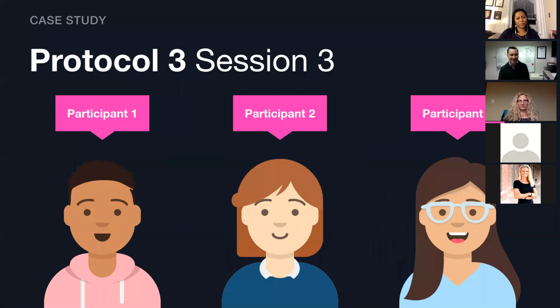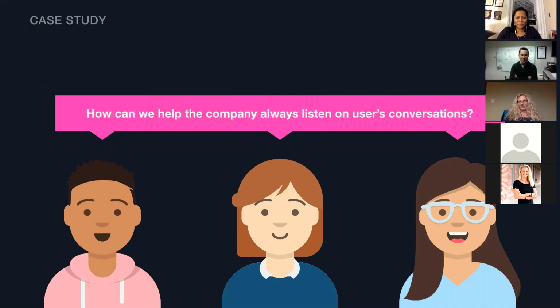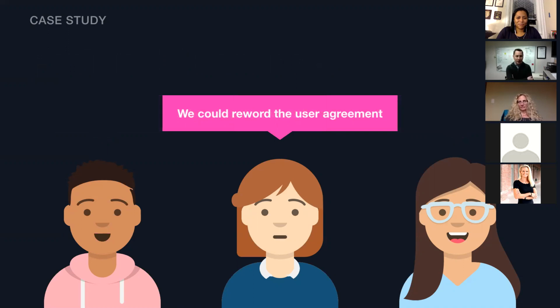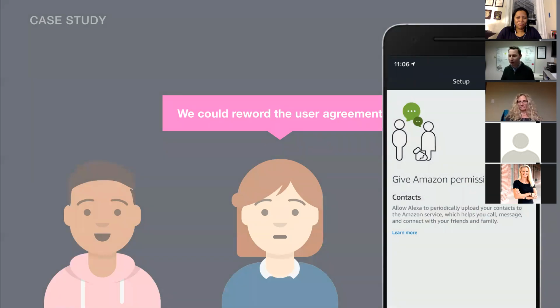So in this case, this is the third protocol. This is the Internet of Things trying to make Amazon Alexa collect all of the data, which again, it's probably already doing. So the participants started with the prompt, which was, how can we help the company always listen in on users' conversations? That sounds fantastic, more data. And so one of the participants was like, well, we could reword the user agreement. That sounds like a plausible thing that we could do. And so they were working with the interface and figuring out, well, how could we reword the user agreement to encourage somebody to say yes?